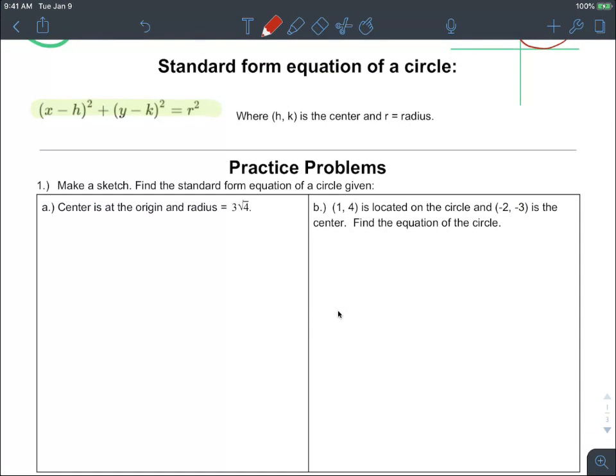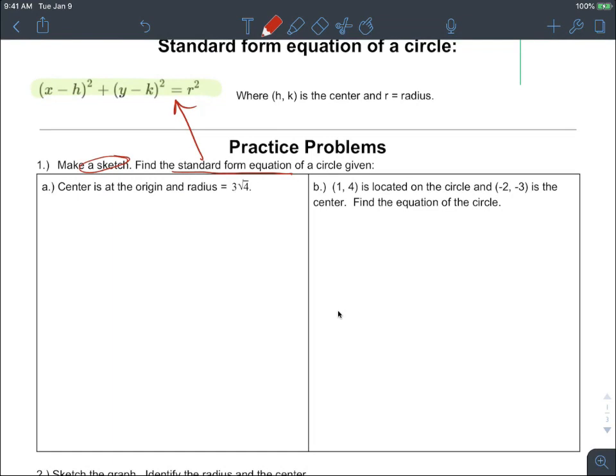All right, so we're going to make a sketch and then find the standard form equation for the given circle. We have a center at the origin and the radius is 3 root 4. So I know that I need my center, which is h comma k, so that would be equal to 0 comma 0. And the radius is equal to 3 root 4.